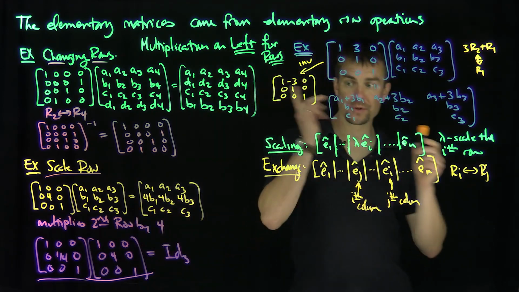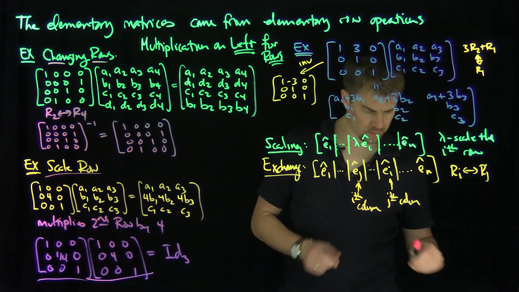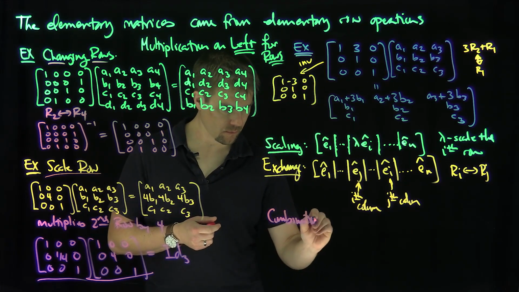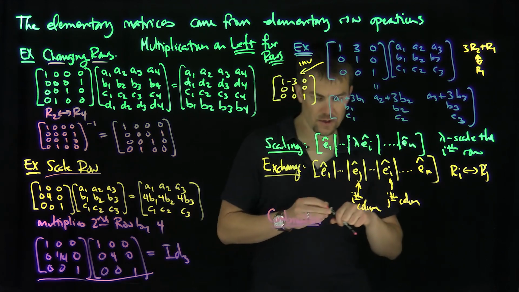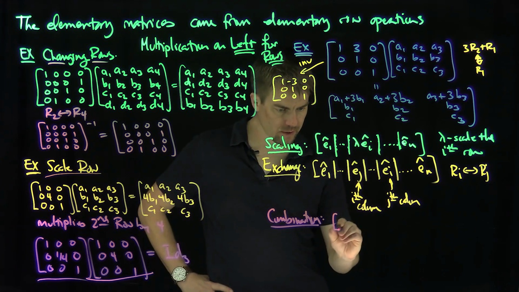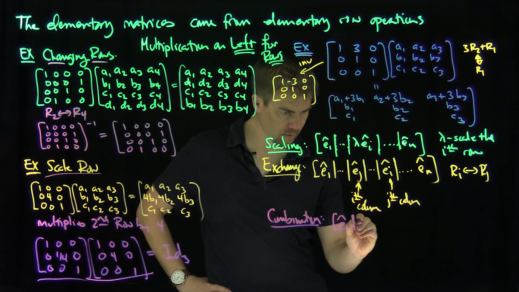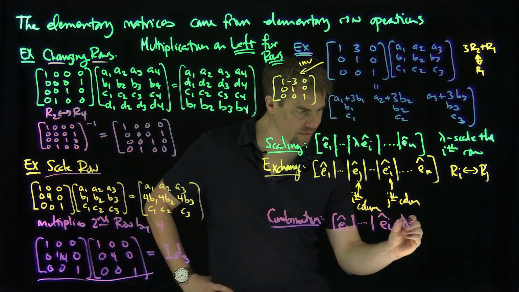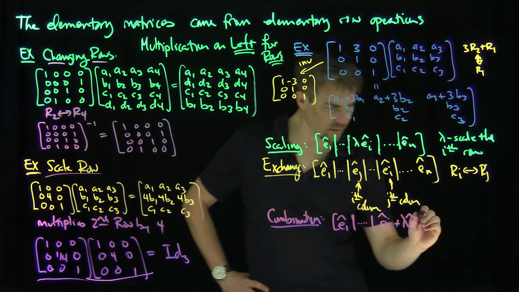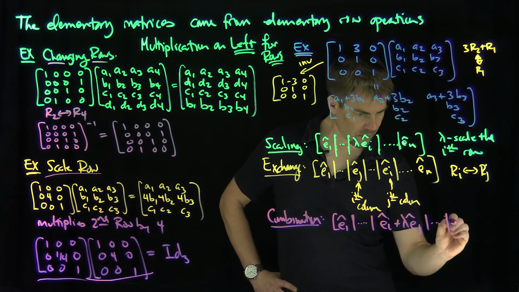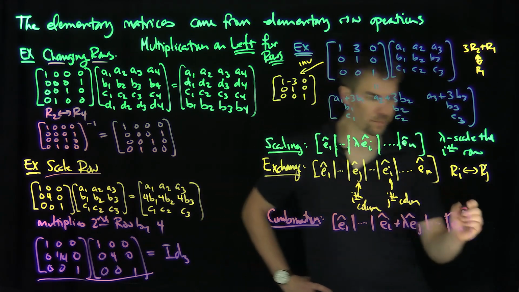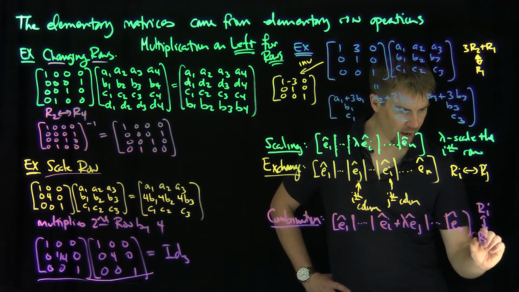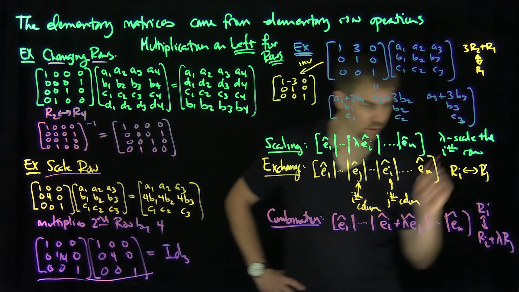And the last thing we do is this adding, this combination. So we have a combination one. The combination one is the following: e1 hat, and then I can have an ei hat plus lambda times another row, ej hat, up to en hat. And this corresponds to replacing row i with row i plus lambda row j.